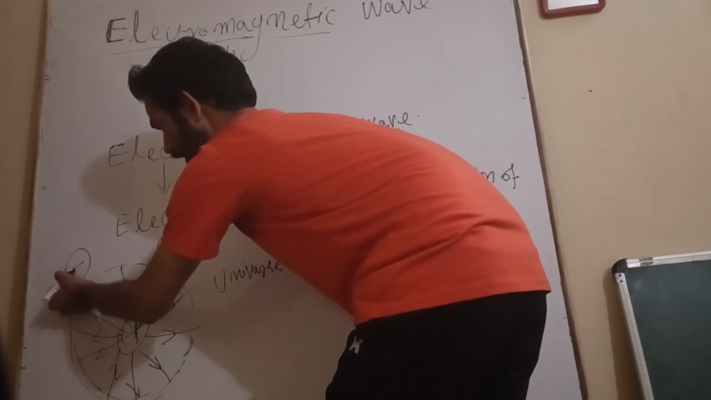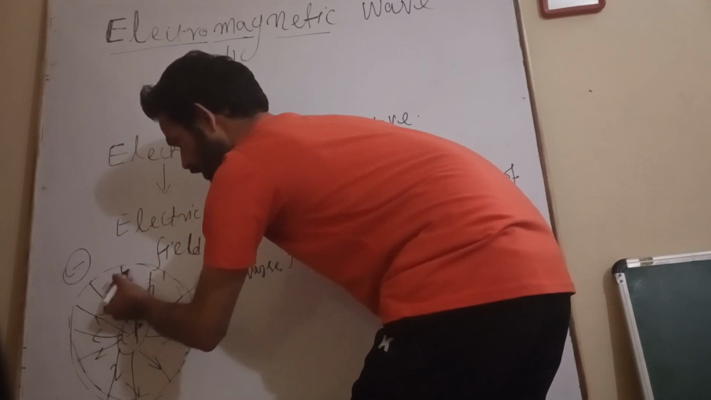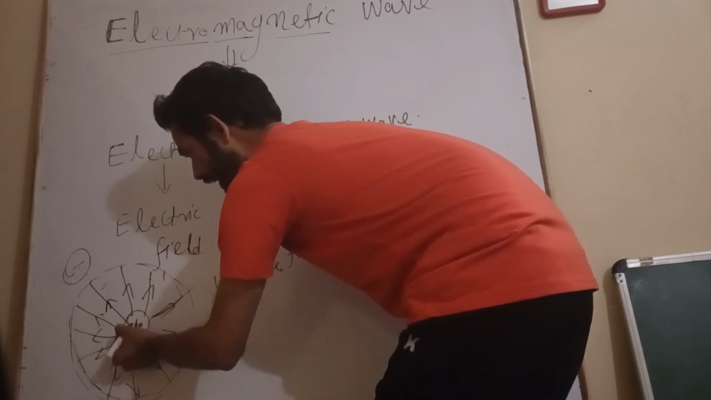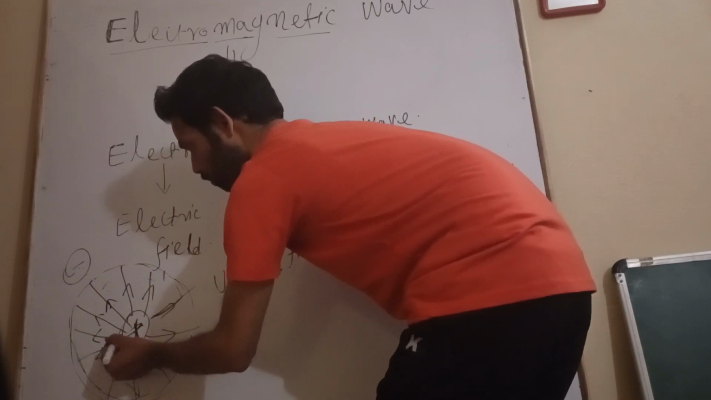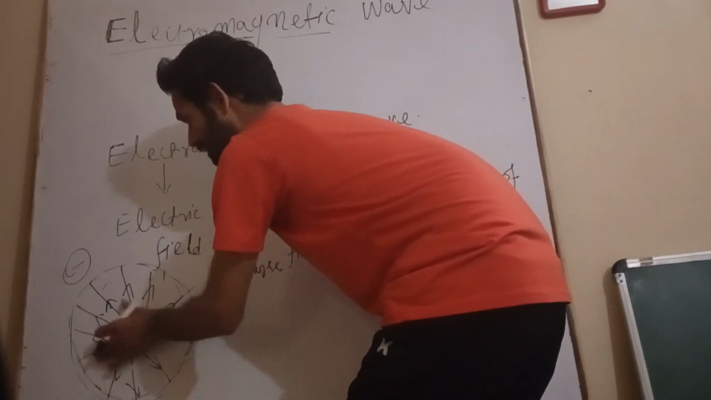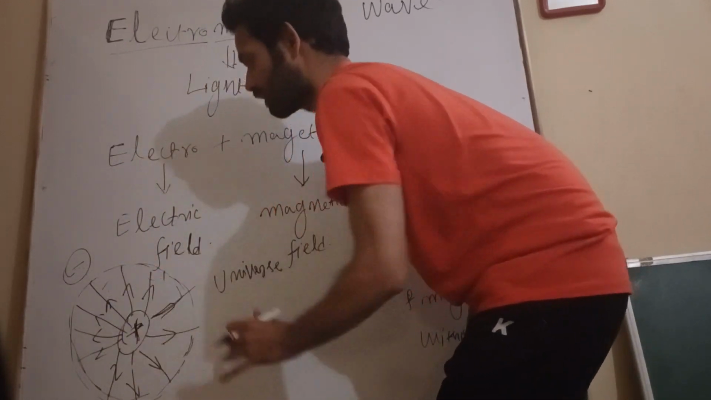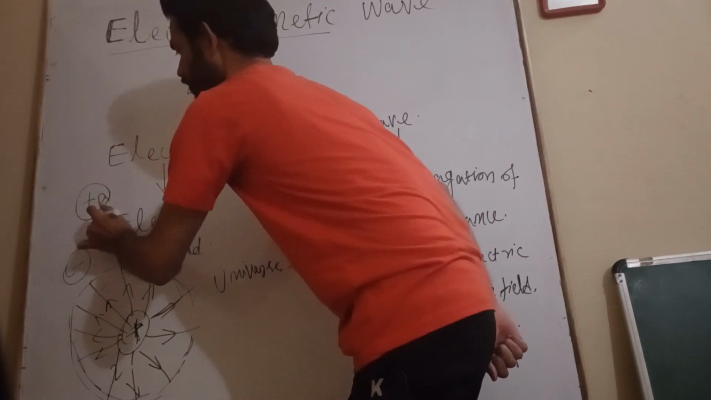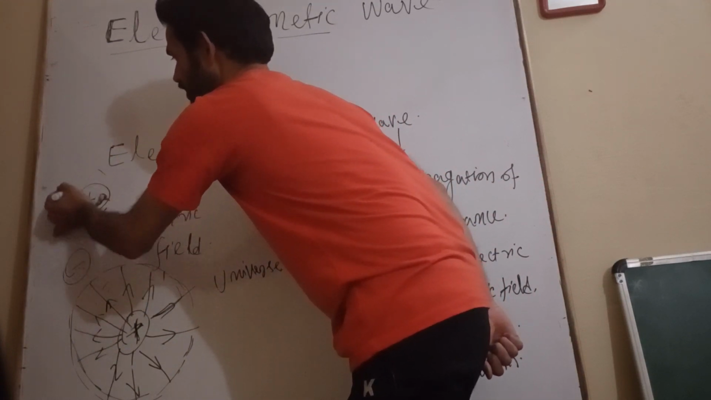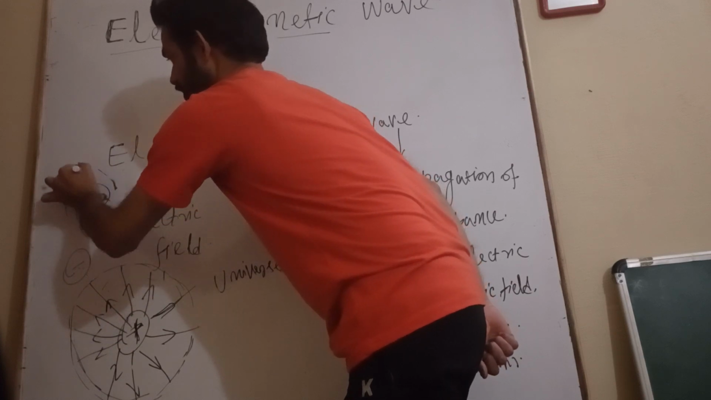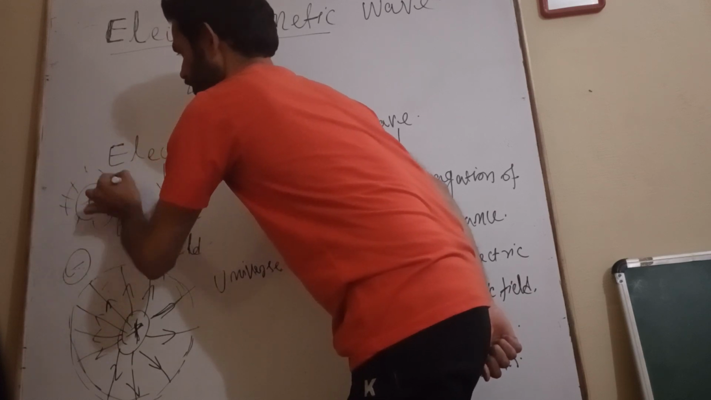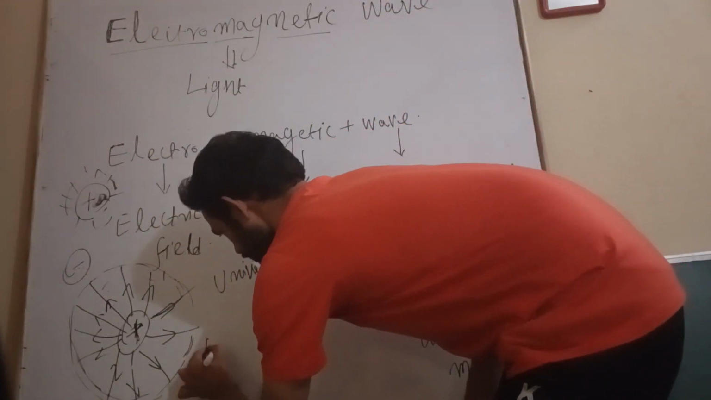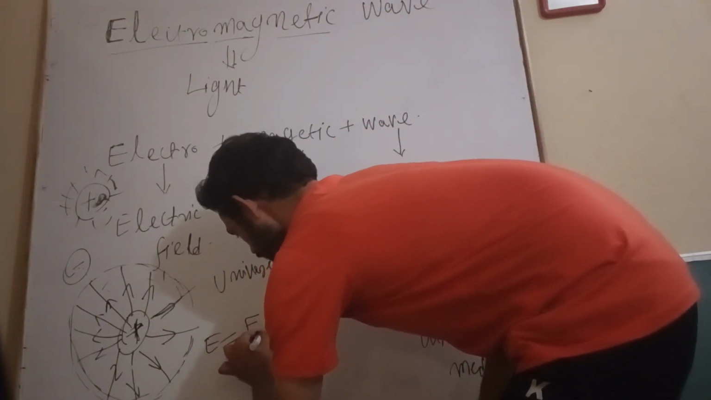Once this negative charge comes in contact with this field, it will get attracted by the positive charge. This charge will feel this force. So a field is created wherever a charge is there. This charge will create some field surrounding it, and this field is nothing but the electric field. This electric field is nothing but force per unit charge.